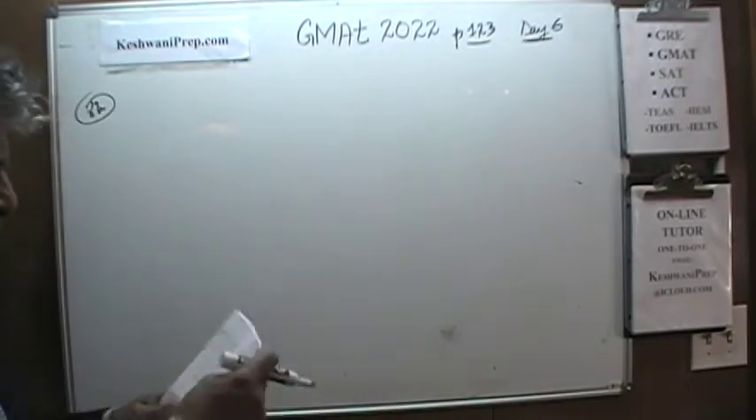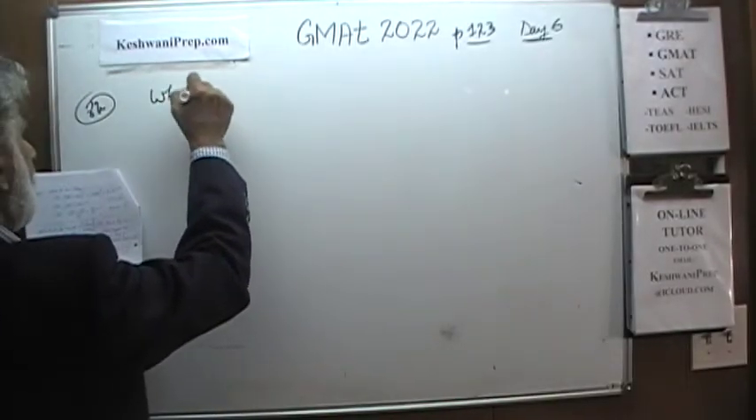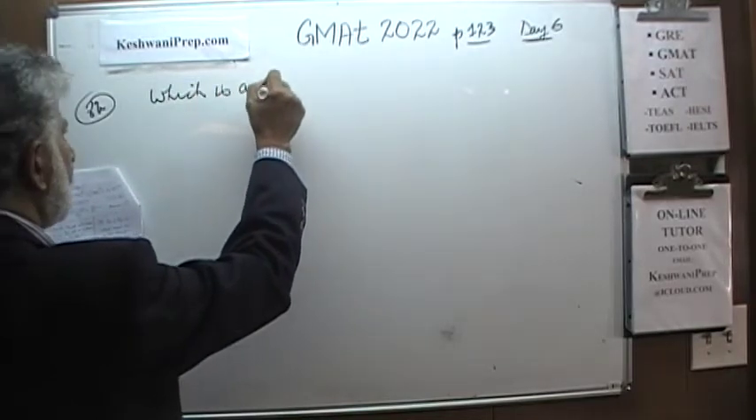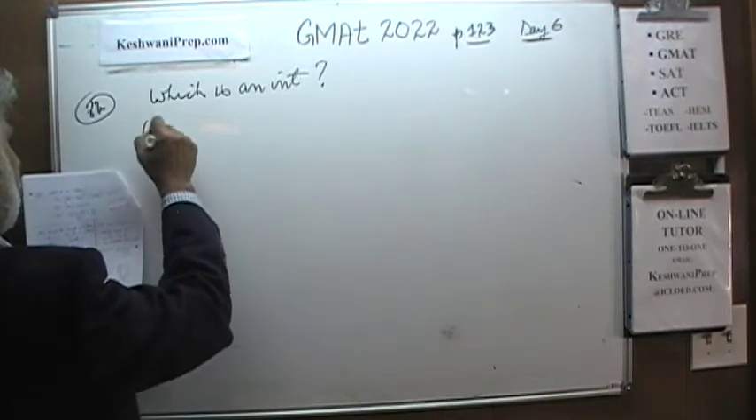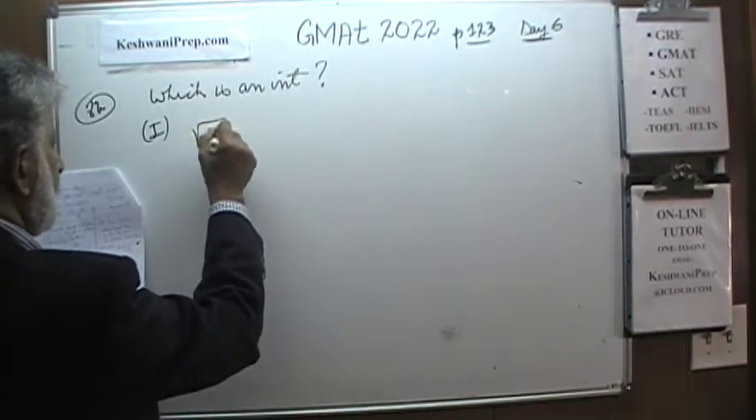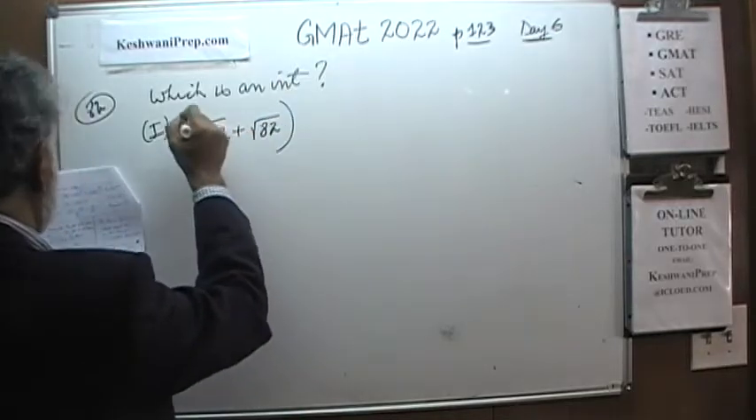In 82, we are asked which is an integer. The first quantity is root 82 plus root 82, whole squared.